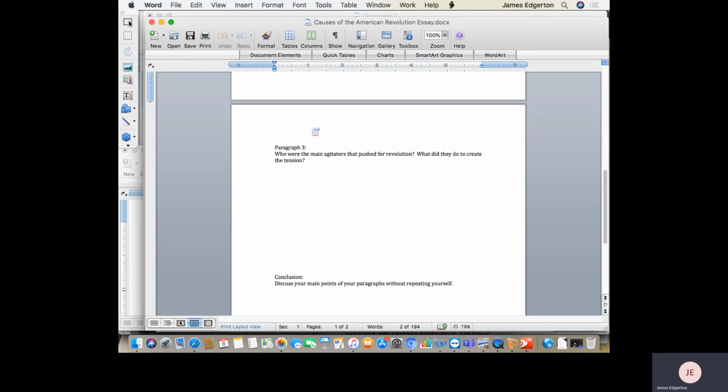Paragraph three, who are the main agitators? Again, you could use Benjamin Franklin, Sam Adams. We've talked about them a little bit already. And then maybe we repeat a little bit about what they were doing with the boycotts and the essay writing and the newspapers that they were producing. Benjamin Franklin was a serious printing person in the colonies, and very famous for being able to distribute information through the print media.